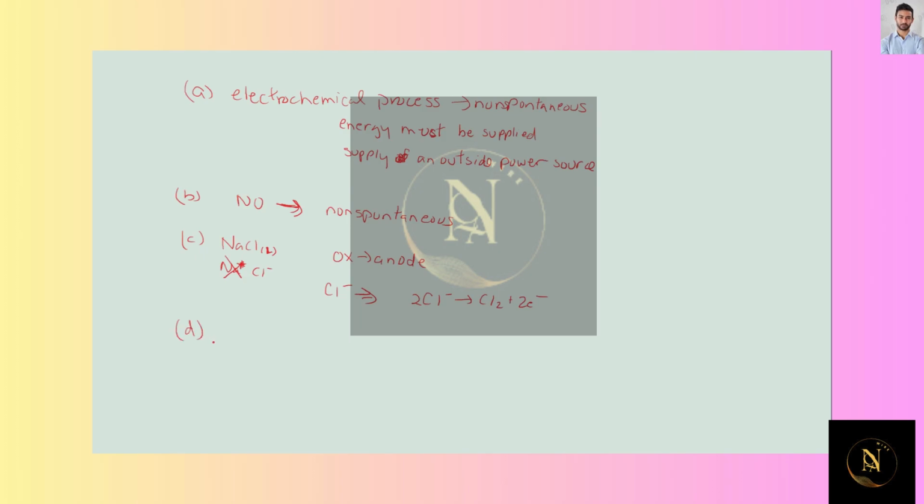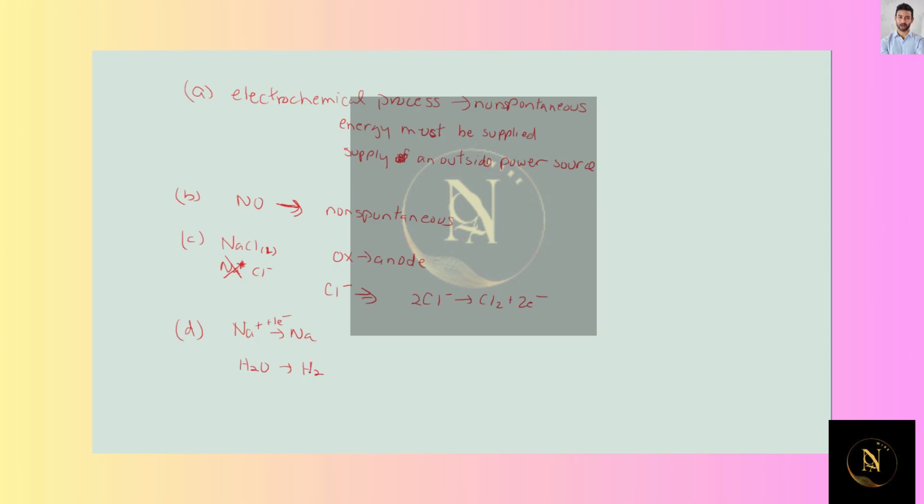And finally, why is sodium metal not obtained when an aqueous solution of sodium chloride undergoes electrolysis? That is because there are two possibilities for the reduction reaction. The first is sodium going to sodium metal by adding 1 electron, and the other is the reduction of water, taking water to hydrogen gas.